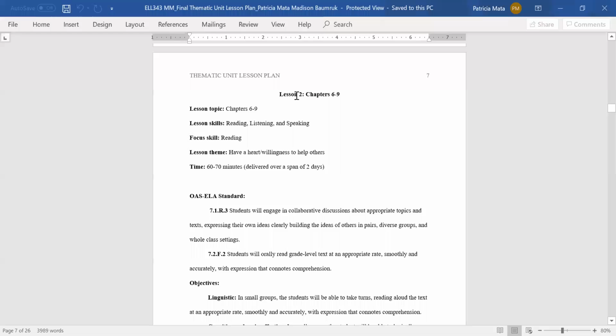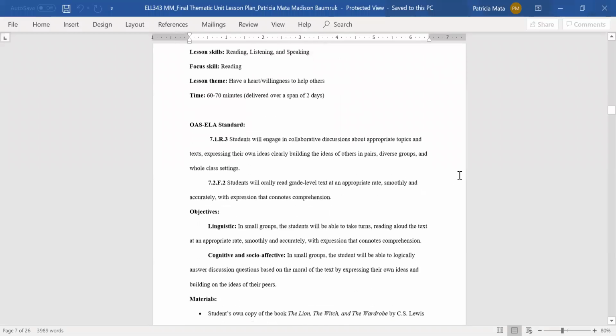So lesson 2 covers chapters 6 through 9. The skills of this lesson would be reading, listening, and speaking. However, the focus skill for the students would be reading. The theme is having a heart or willingness to help others, and it would be delivered for about 60 to 70 minutes over a span of 2 days, but it could be adjusted as necessary.